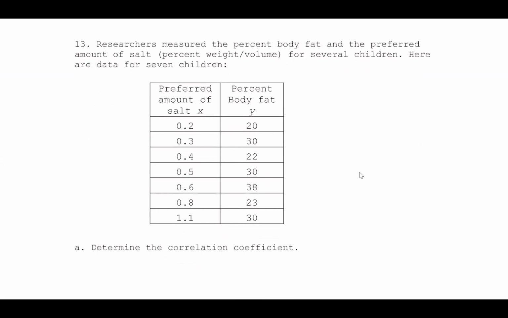All right, so let's do 13. So for 13, if you look at it, it says a researcher measured the percent body fat and the preferred amount of salt for several children. Here are the data for 7 children. So the preferred amount of salt is on the left-hand side. The percent of body fat is on the right-hand side. So if you look at this, they're giving us 2 data sets. So what you want to do, you want to put this in your table in class calc. So let's go ahead and enter this into our table in class calc.